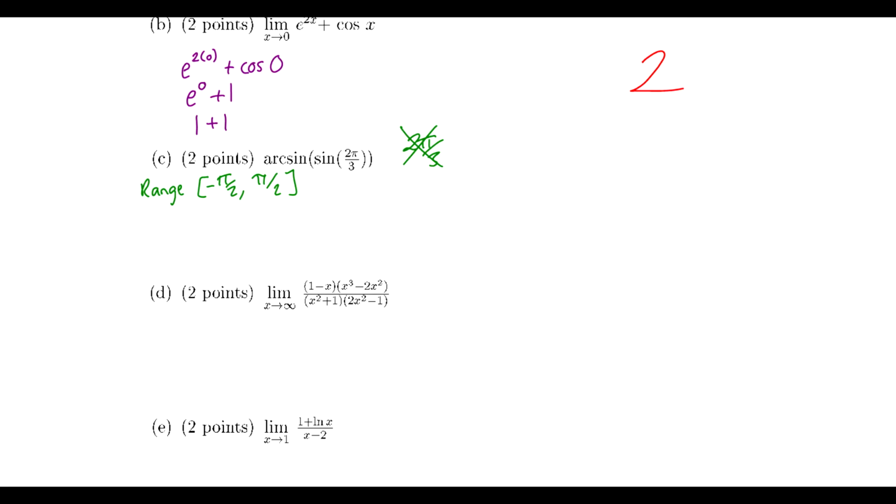So what we really have to do is take the arcsine of whatever sine of 2 pi over 3 is. And you should recall that sine of 2 pi over 3 is root 3 over 2, and then when we take the arcsine of root 3 over 2, we simply get pi over 3. So this is pi over 3.